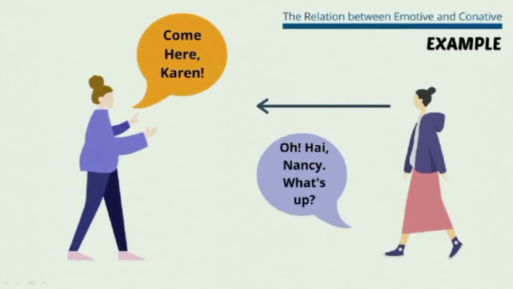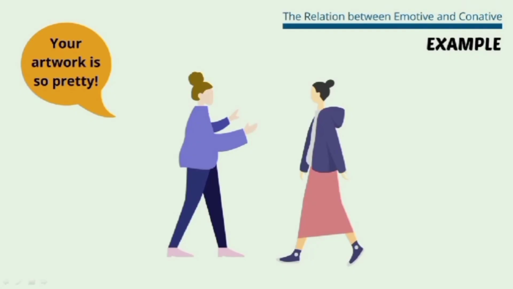Meanwhile, if both are not in the same sentence, it will sound like this. "Come here, Karen." Your friend Karen would reply, "Oh, hey Nancy, what's up?" Then, after that, you can use a sentence that has an emotive function, such as, "Your artwork is so pretty." With that, the communication can be carried out. So when one of these functions dominates, the others are not needed, and vice versa.